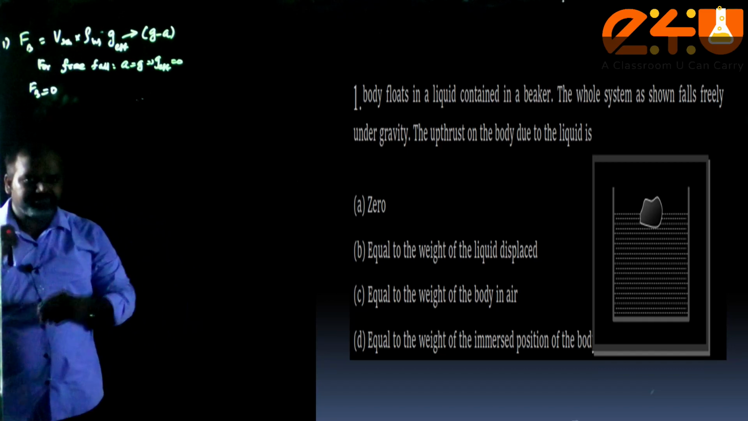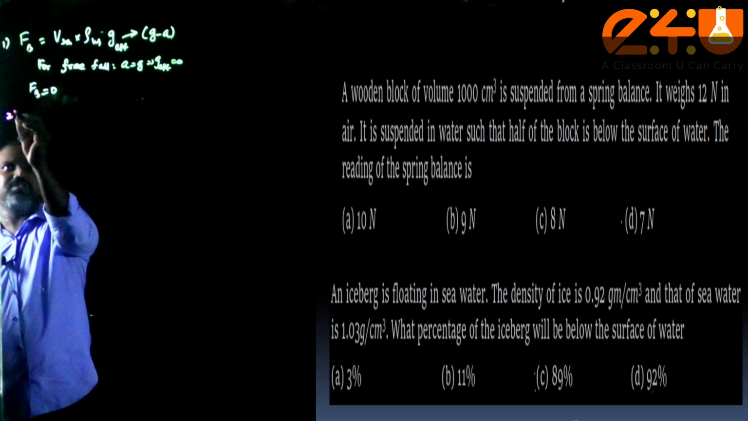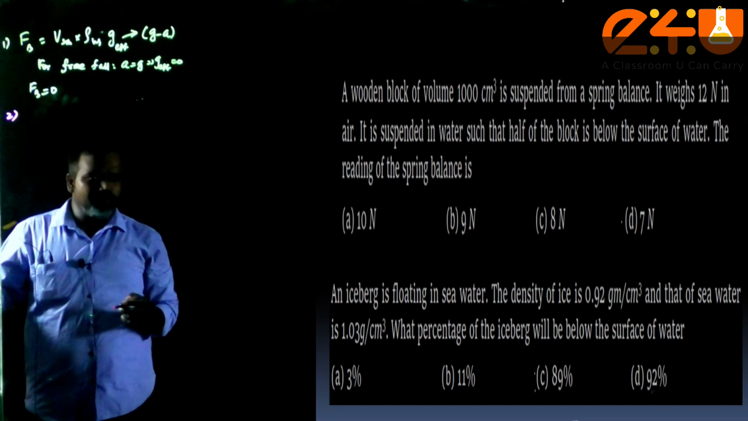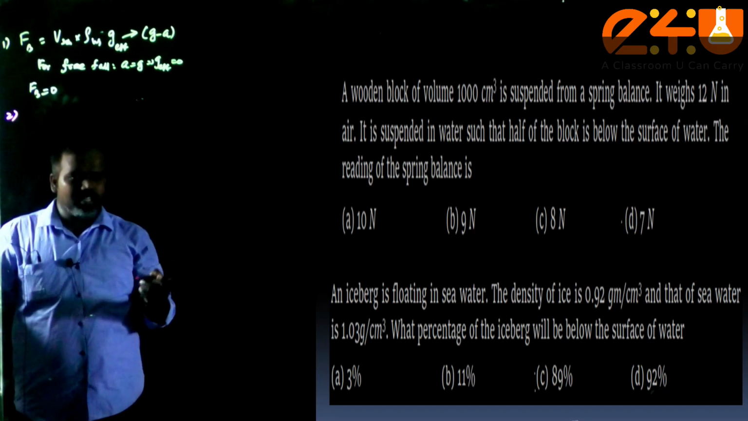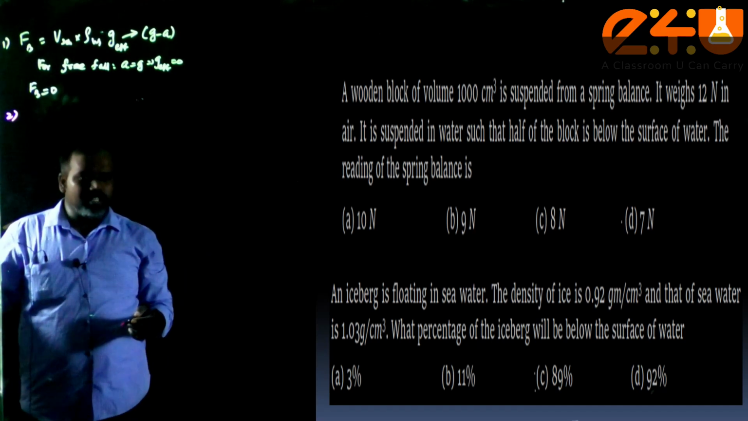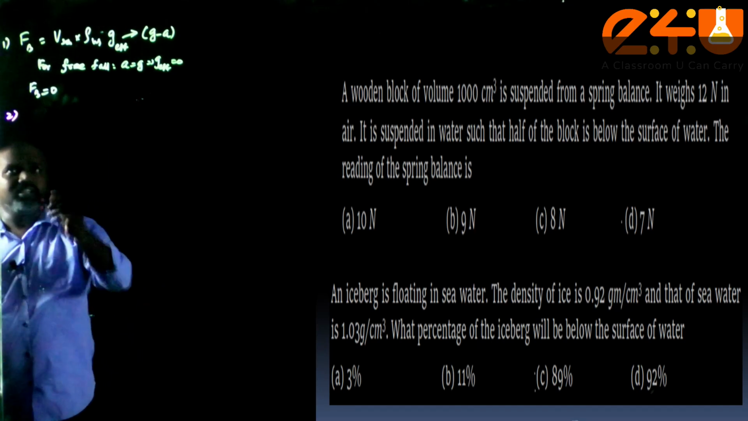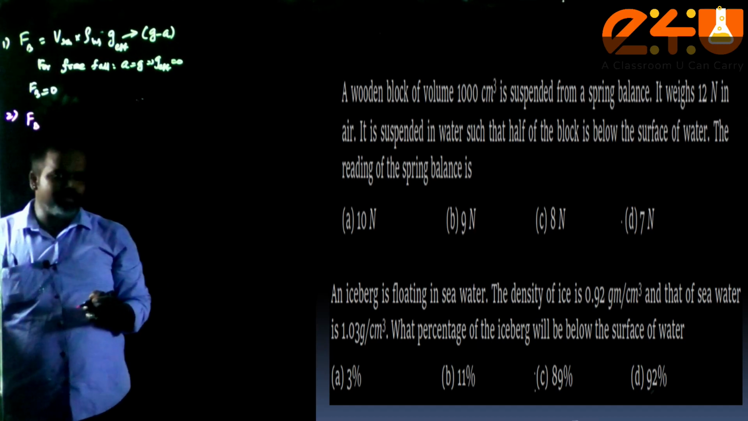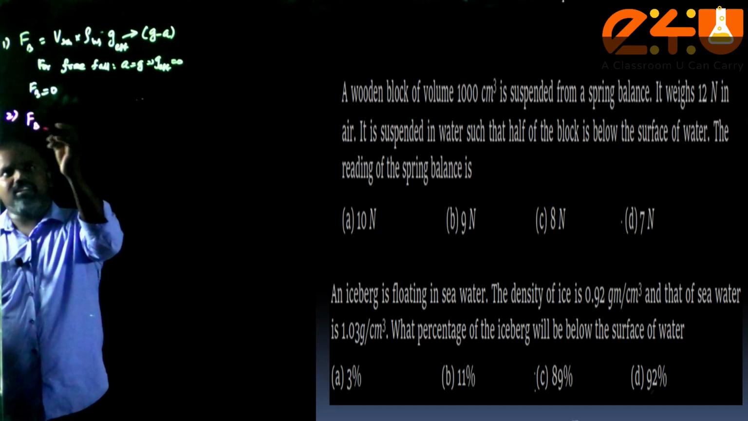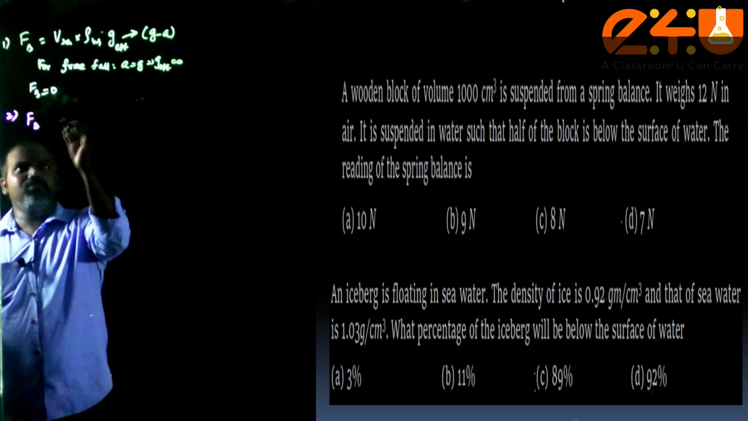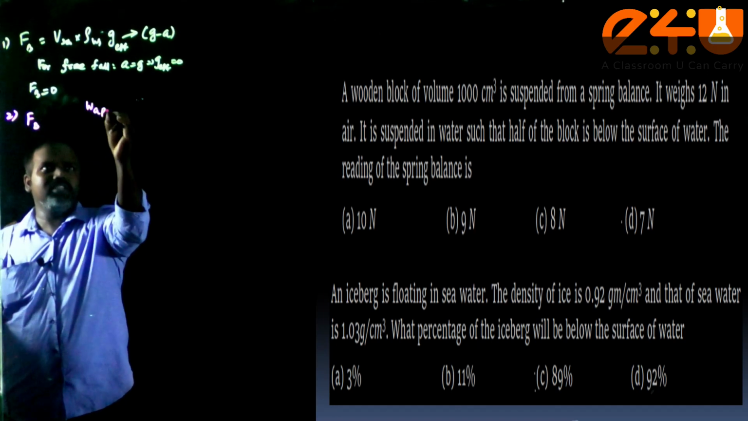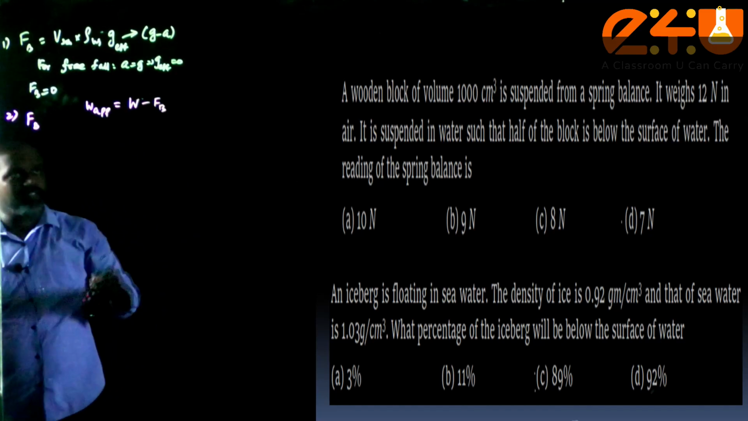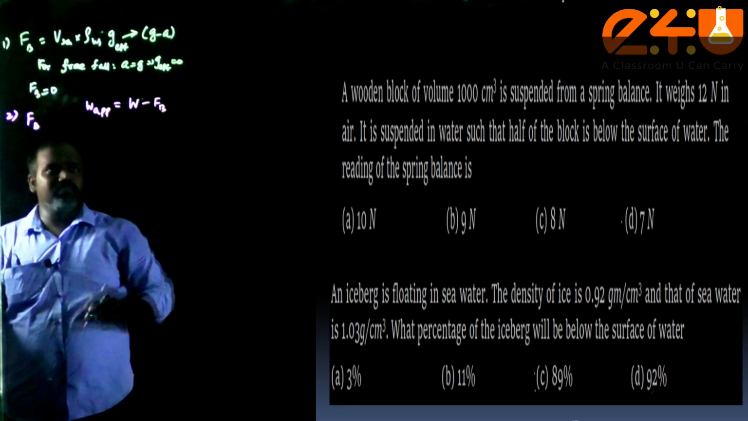Now we go for the second question. A wooden block has a volume of 1000 centimeter cube, and its weight in air is 12 Newton. It is suspended, and half of the block is in water. What will be the spring balance reading? Note that a spring balance always measures the apparent weight. The apparent weight of the object is given by W minus F buoyancy, so the spring balance will measure this apparent weight only.